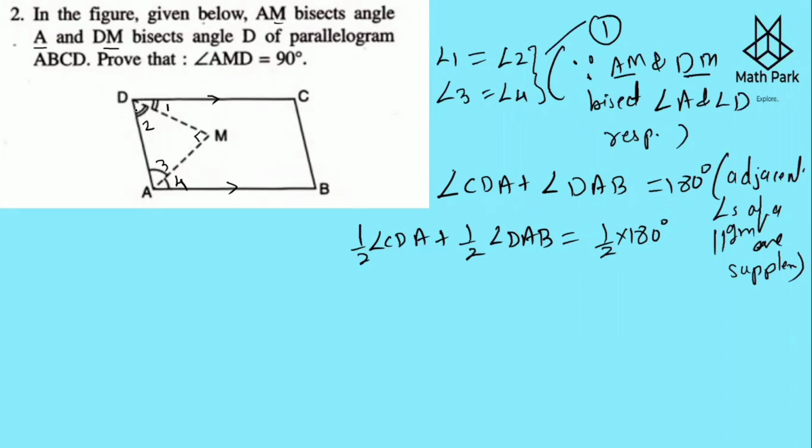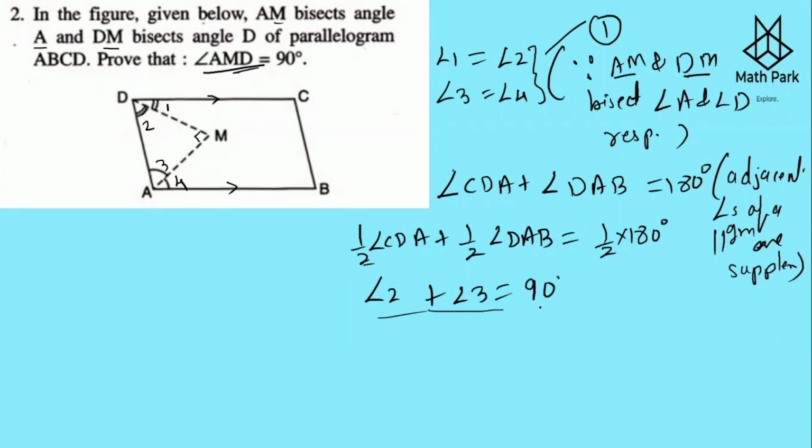Now for half of CDA, we will focus on the triangle, because we have to prove that angle AMD is equal to 90 degrees. We'll focus on the angles of this triangle. So in place of half of CDA, we can write angle 2, and in place of half of angle DAB, we can write angle 3, is equal to half of 180, which is 90.